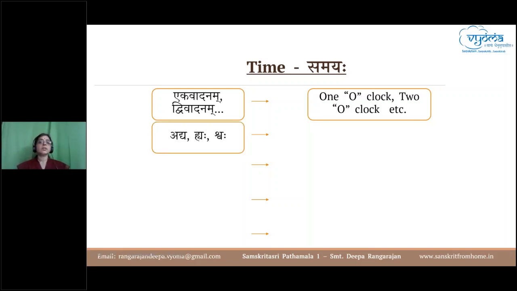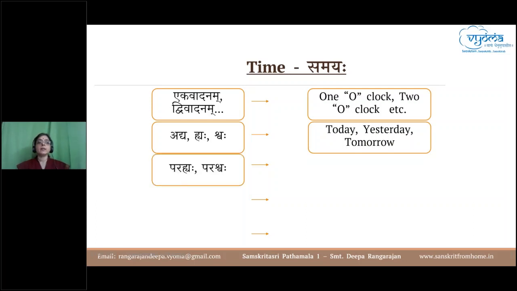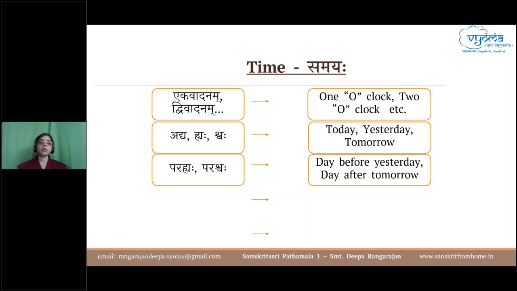Then we already know this. Adya is today. Hyaha is yesterday, and Shwaha is tomorrow. Now we go a step further and say Parahyaha and Parashwaha. Parahyaha is day before yesterday, and Parashwaha is day after tomorrow. Para is beyond. So beyond yesterday is day before yesterday. And Parashwaha is day after tomorrow.